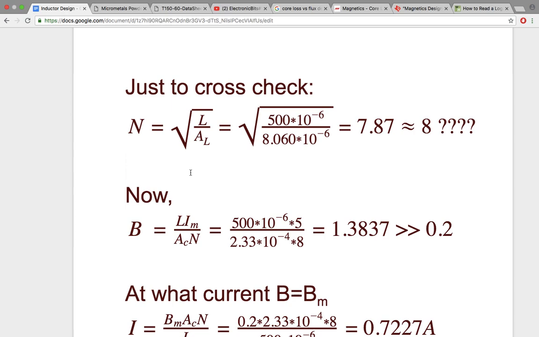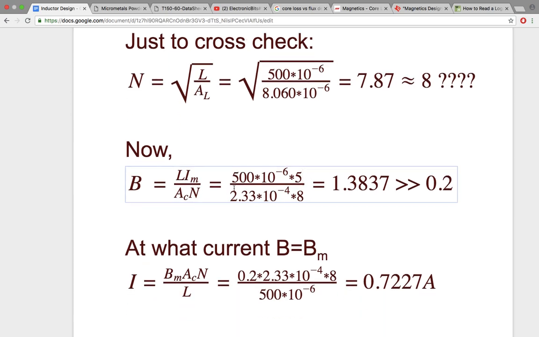So you will get the inductance, not a problem. But what will happen if you pass the current of 5 ampere? This is to cross check: if I pass 5 ampere current, what flux density is it going to give? The inductance value, this is the same calculation. The number of turns I have used is 8, which we got from this AL formula. You'll see the flux density for 5 ampere is coming 1.3837, which is way away from 0.2.